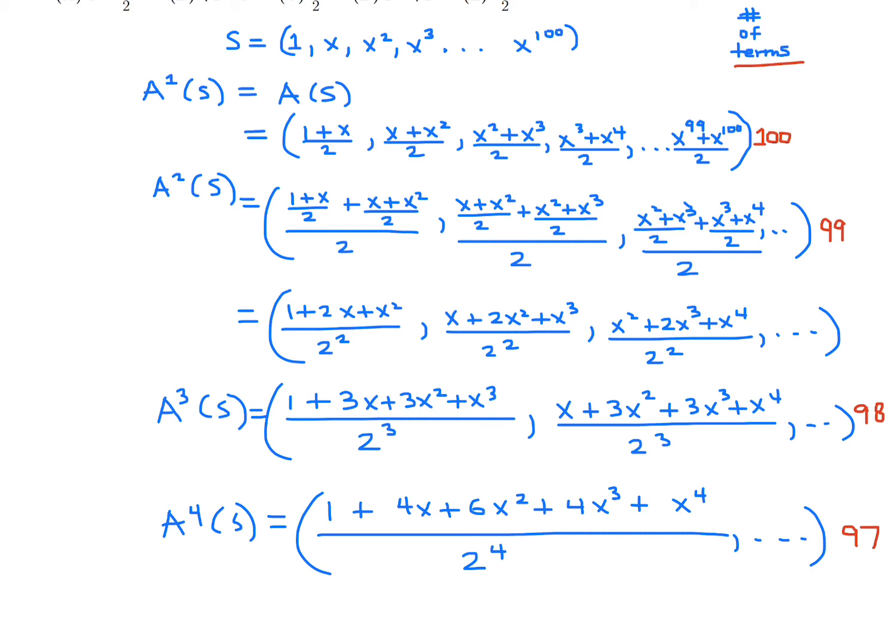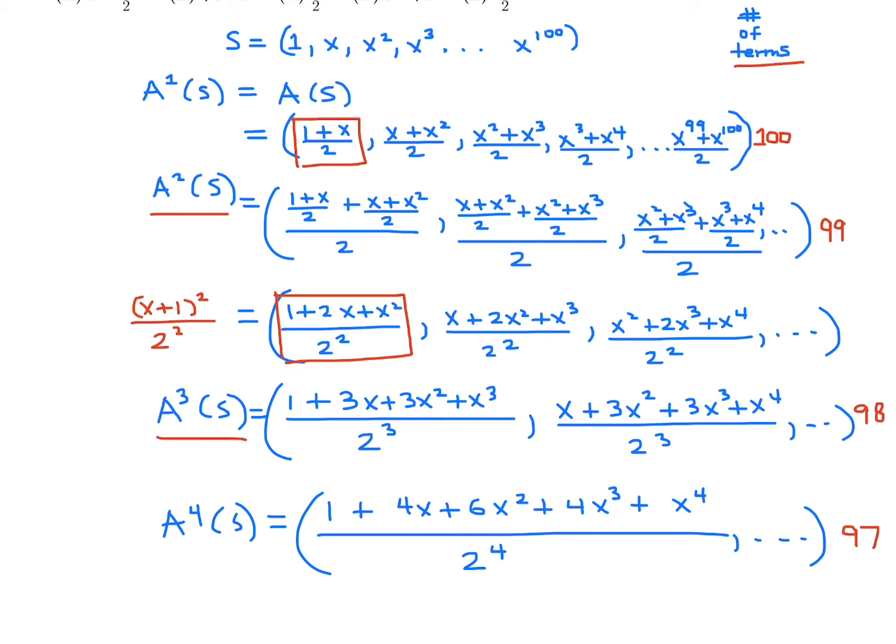A1s, this is my first term. Okay, doesn't really help me in any way. A2s, this is my first term. All right, that looks very familiar. It looks like x plus 1 all squared, well, obviously over 2 to the power of 2. Okay, this was x plus 1 here over 2. This is x plus 1 squared over 2 squared.